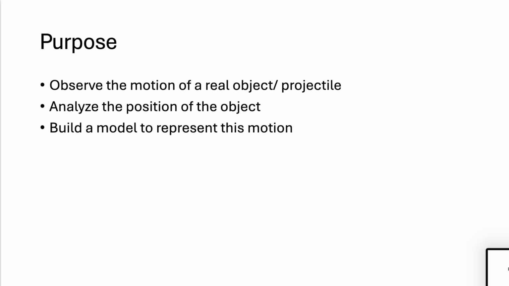The purpose of this lab was to observe the motion of a real object, a projectile that was thrown, and then analyze the position of the object and build a computational model to represent this motion. I decided to do this by recording a video of a crumpled up piece of paper that was thrown, and then analyzing the motion of it.